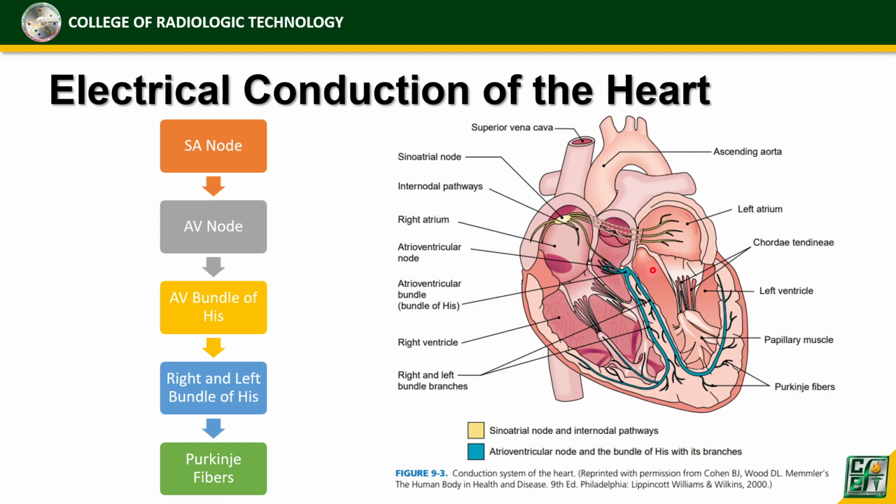Okay, next, after that, the electricity will go to the left and right branches of the bundle of His. So, ito yung left, ito yung right branch ng bundle of His. And then, lastly, papunta sa tinatawag natin ang mga Purkinje fibers. At itong Purkinje fibers, ito yung talagang magbibigay or mag-stimulate sa ventricles para mag pump ng blood. Okay? So, ito lang yun. Follow this process for the electrical conduction of the heart.